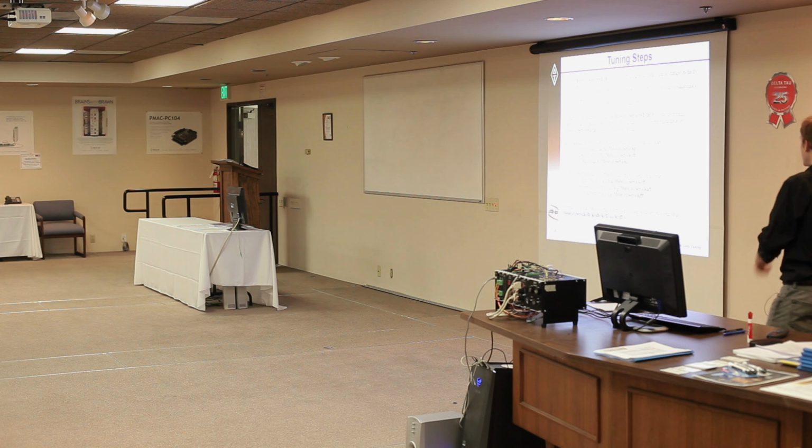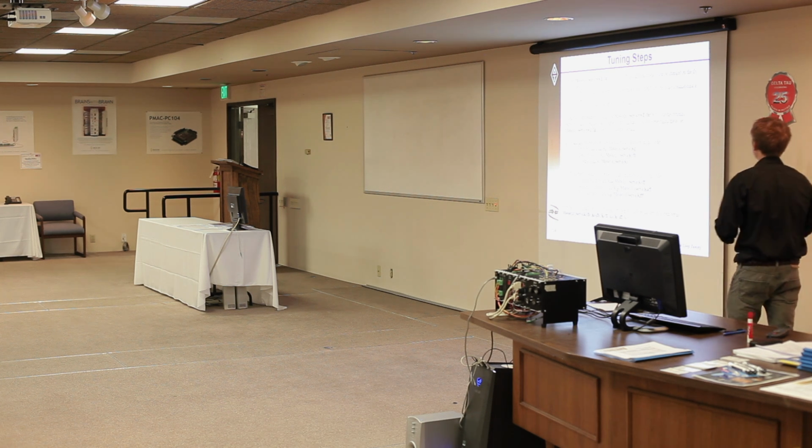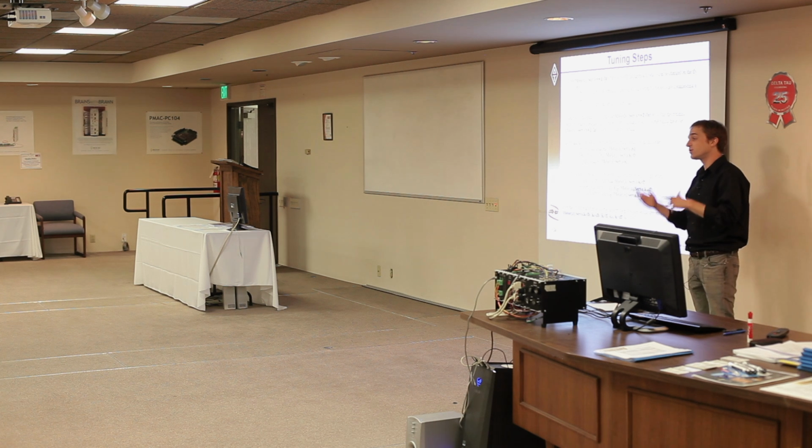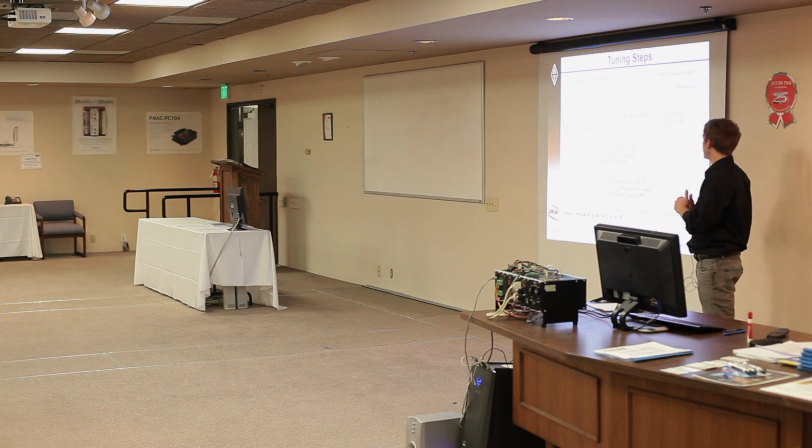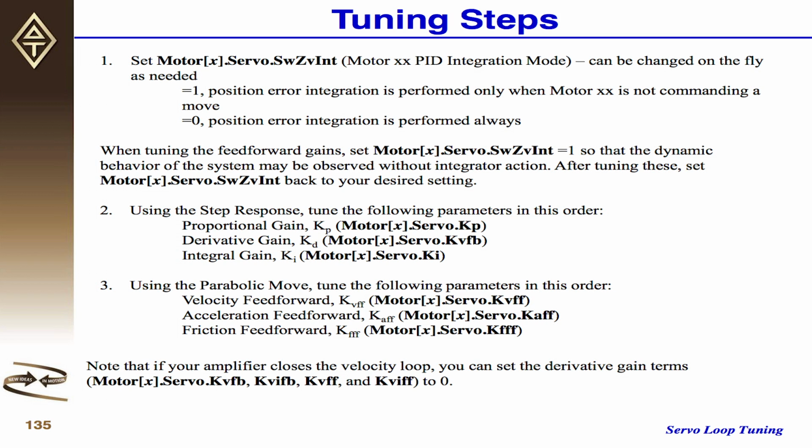So just a few steps are required to actually do the interactive tuning, and you don't necessarily need a background in controls to do it, but it does help to understand some of the physical meaning behind these gains. So first we need to consider the setting of the integration mode, servo.swzvint. While you are tuning the step move, you should set this equal to 0. That way your position error integration is always active, and you can see the effective Ki term more easily.